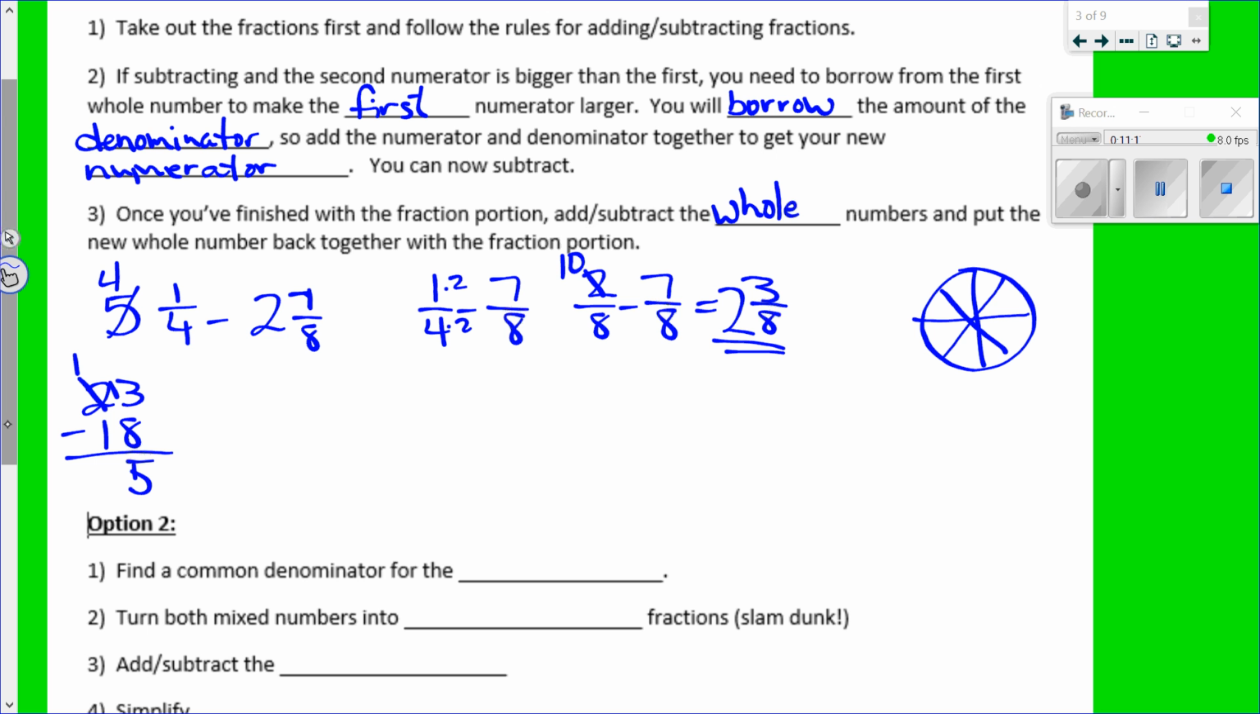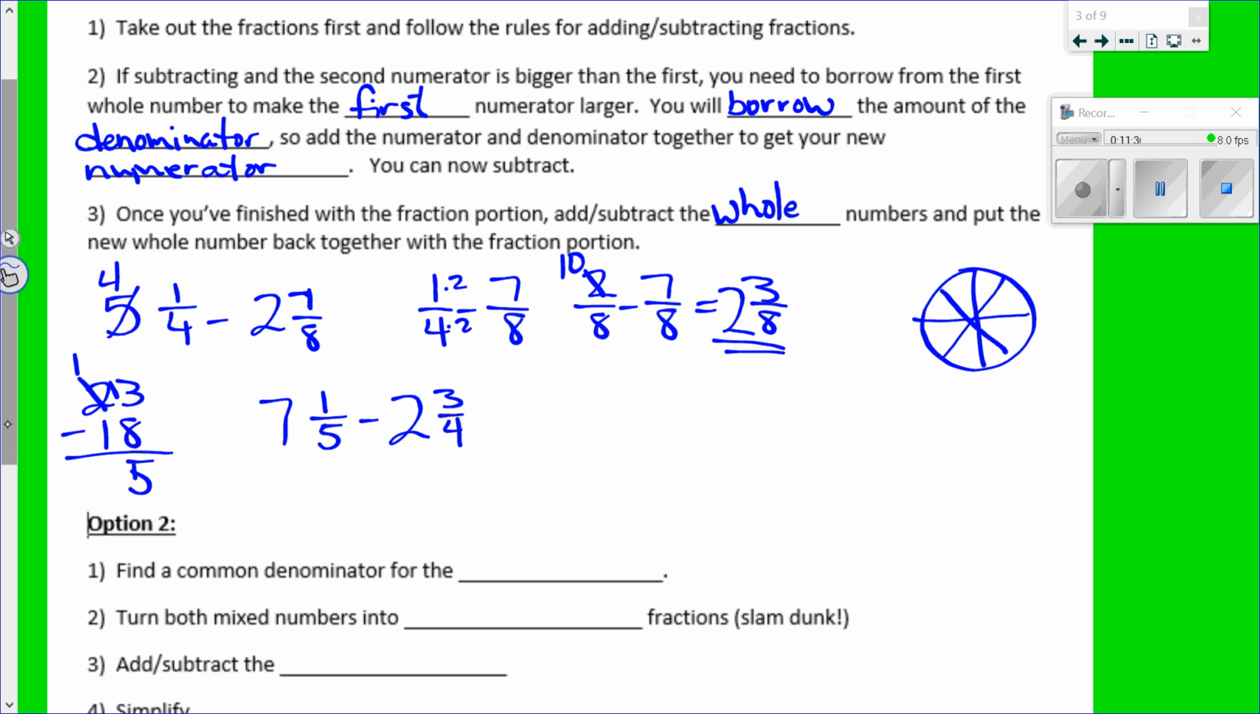Everybody feel okay with that? Okay, let's do one more just to help you out a little bit and make sure we're good. So let's say I'm going to do 7 and 1/5. I'm going to take away 2 and 3/4.